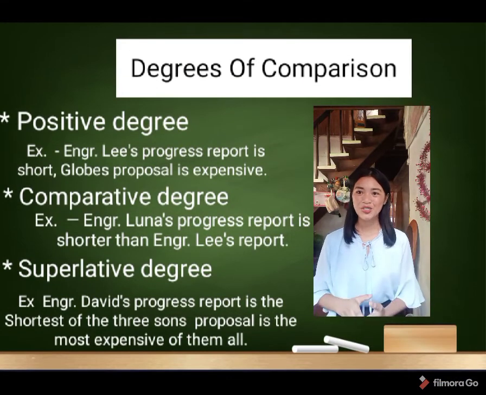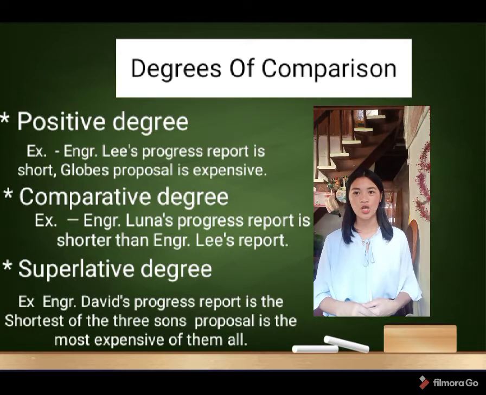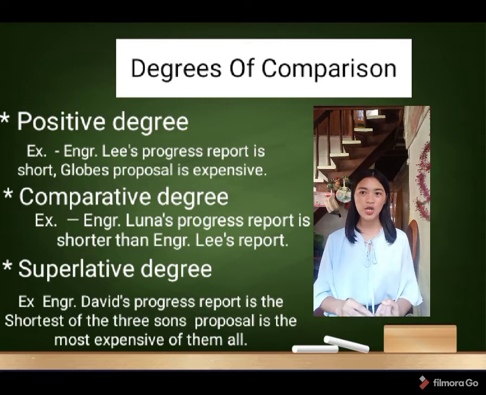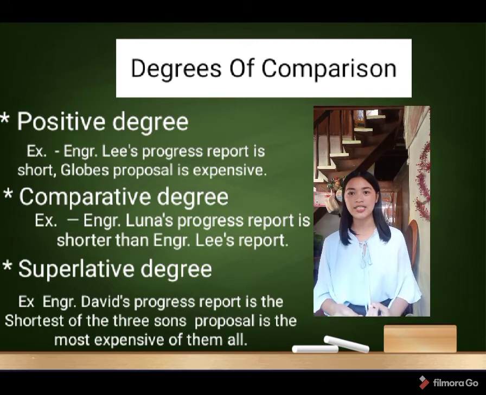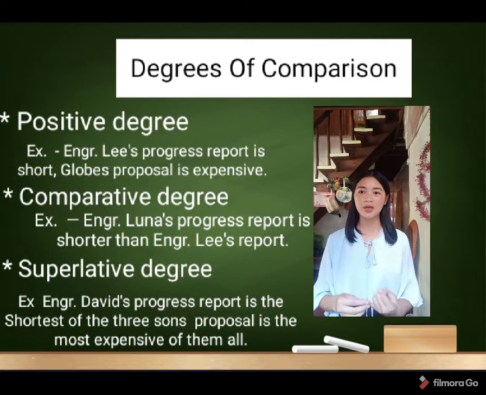At this juncture, let us come up now with the degrees of comparison. The degrees of comparison include positive degree, comparative degree, and superlative degree. For positive degree, let us have the example given. Engineer Lee's progress report is short. Globe's proposal is expensive.